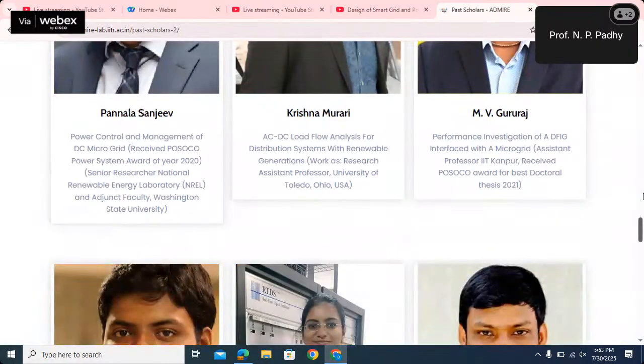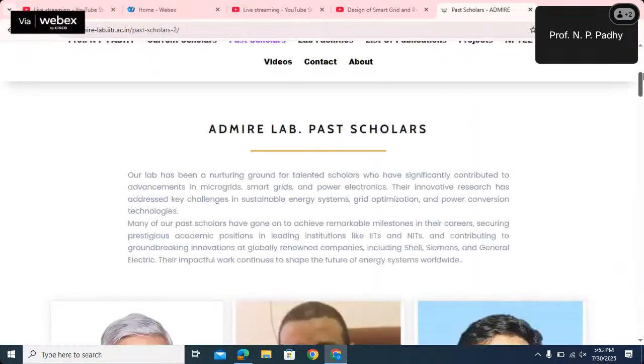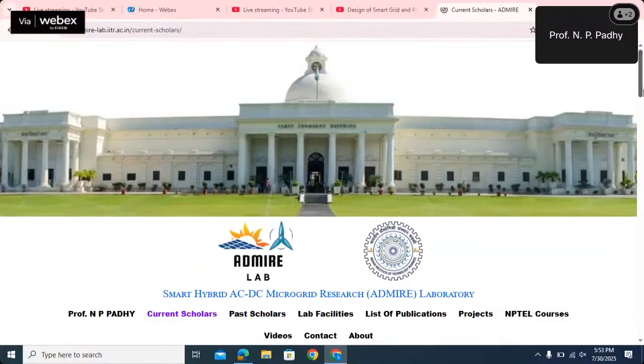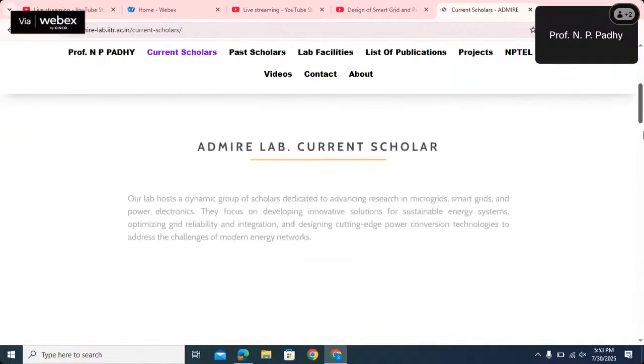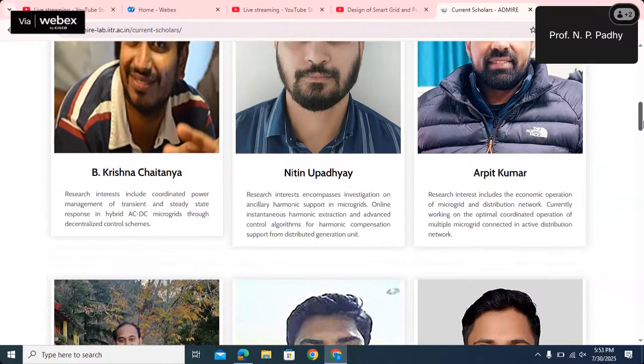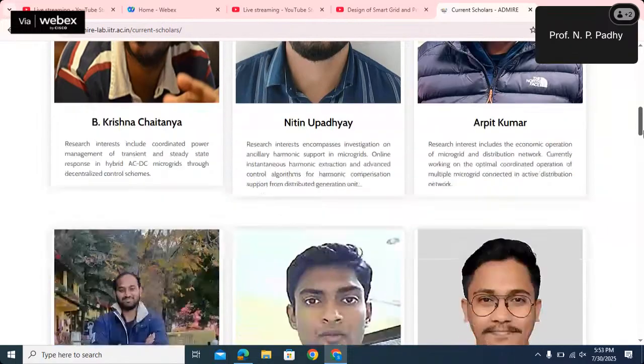Let's see what they're doing. They're enjoying their life, huh? Current scholars. So these are past history. Now current scholars in the lab: we have Chaitanya, we have Nitin Upadhyay. Nitin Upadhyay is with ABB and Arpit is with GE. Current scholars means before the degree they got jobs, so they've submitted the thesis and all.